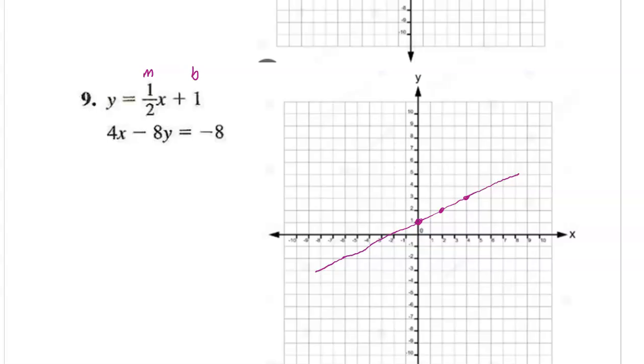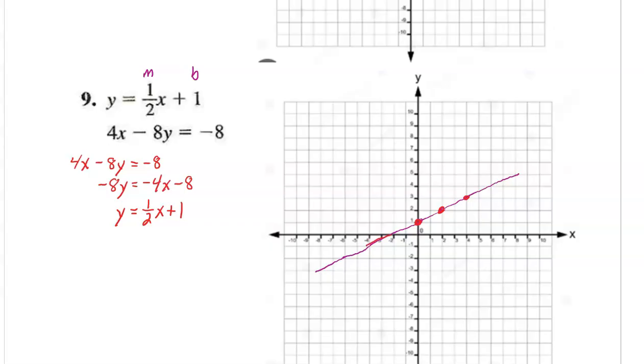Now, the second equation is not in slope-intercept form, so let's rearrange it. Subtract 4x from both sides. Now divide by -8. -4 divided by -8 is positive 1/2. -8 divided by -8 is positive 1. The y-intercept is at positive 1. I'm going to put a red dot right on top of where there was a purple dot. And the slope is up 1 over 2, up 1 over 2.